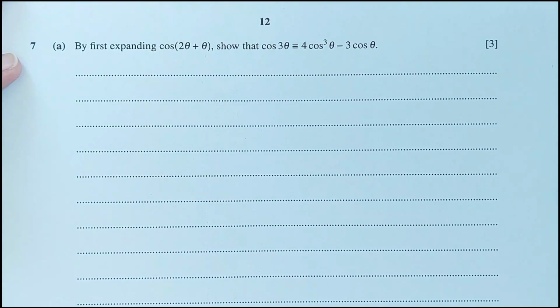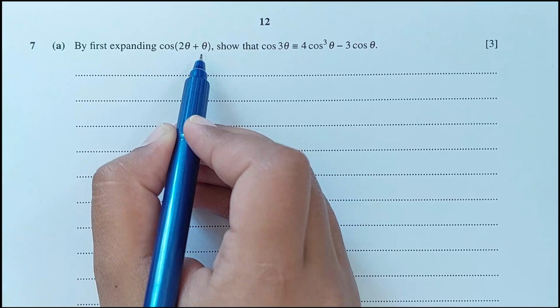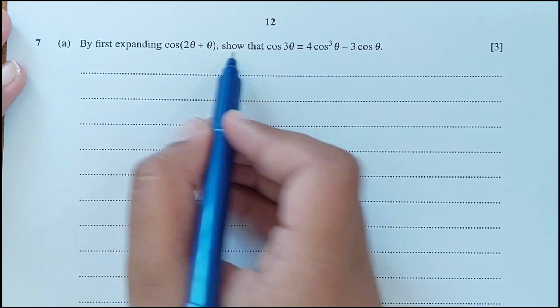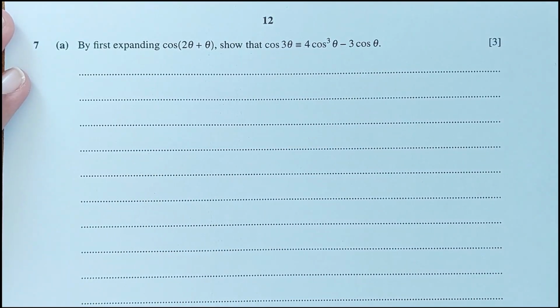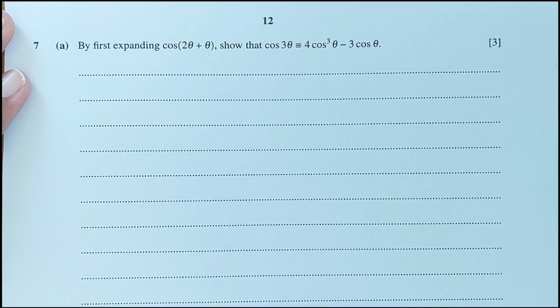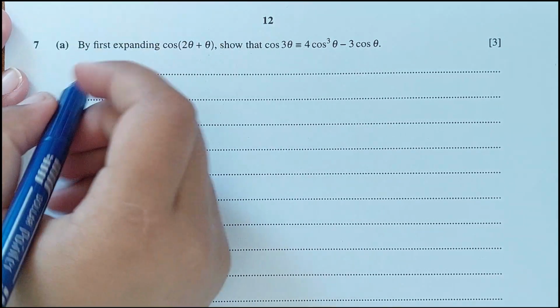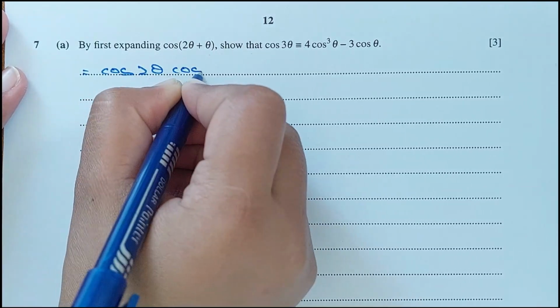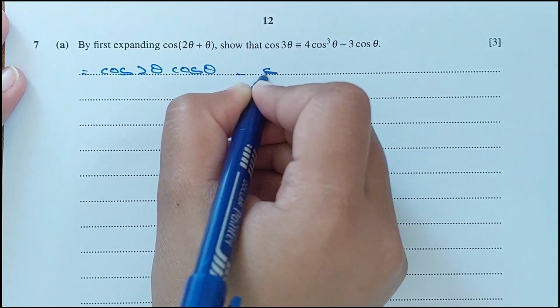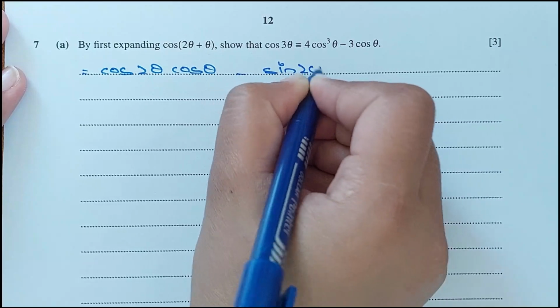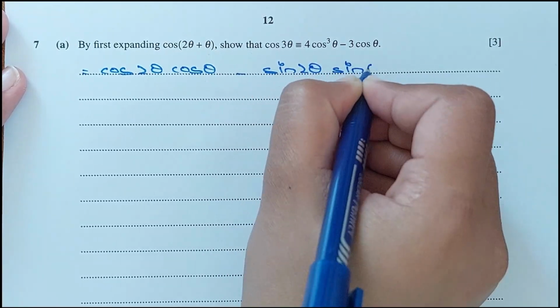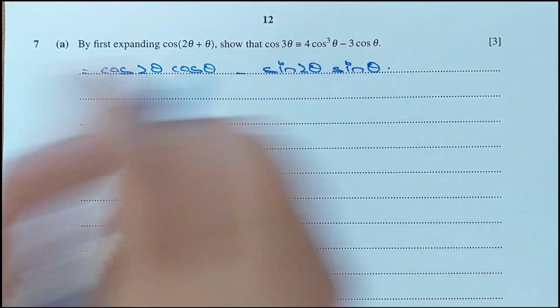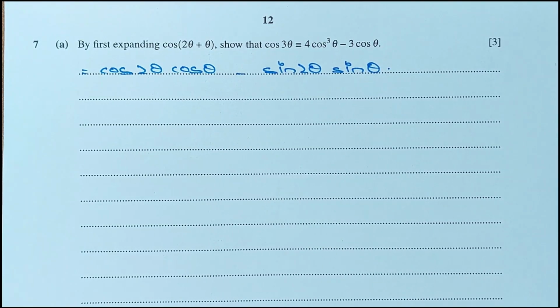Now question number 7, part A. By first expanding cos of 2 theta plus theta, show that cos 3 theta equals this. So cos of A plus B is cos A cos B minus sin A sin B. So this would be cos 2 theta cos theta minus sin 2 theta sin theta. Right, we have to show cos 3 theta equals this.